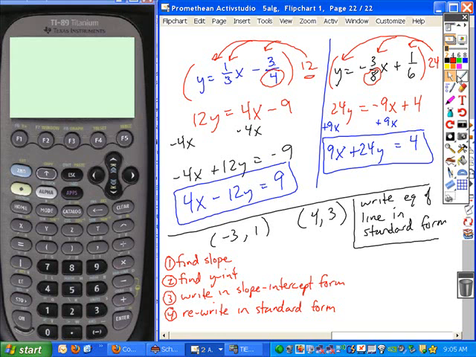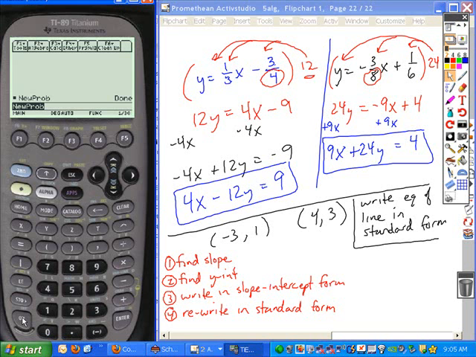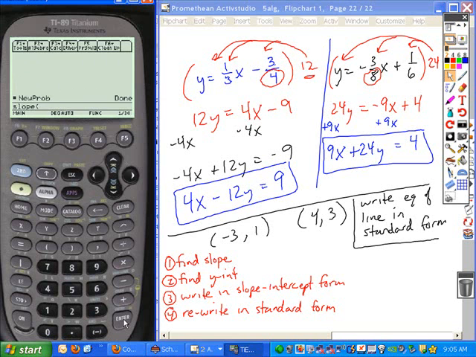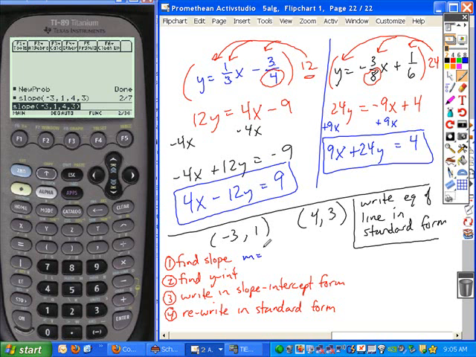You need to first find the slope. A couple ways to find the slope. If you have your calculator programmed, under varlink, we created a slope function. So if we plug in our point, -3, 1, 4, 3, hit enter, we get our slope to be 2/7. And then we can find our y-intercept.